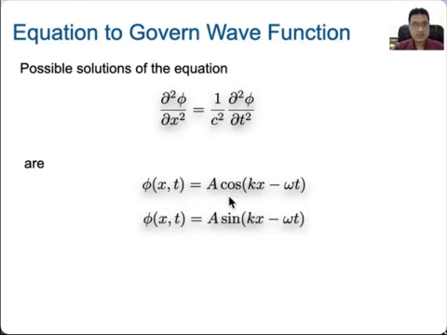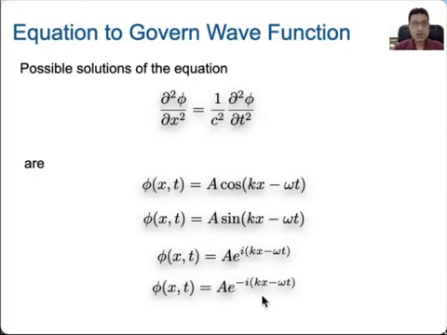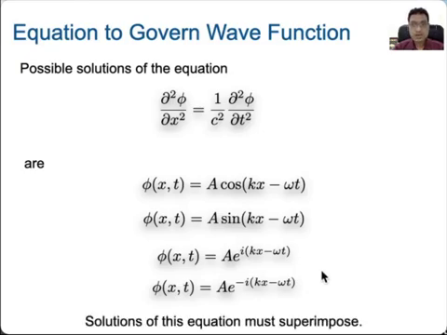Instead of cosine, if we take a sine function, this will also satisfy this equation of wave motion. Or if we take it in terms of the exponential, this will also satisfy. It means that this particular equation of wave motion has several possible solutions. Or this can also be with a minus sign. So it means that solutions of this equation must superimpose.